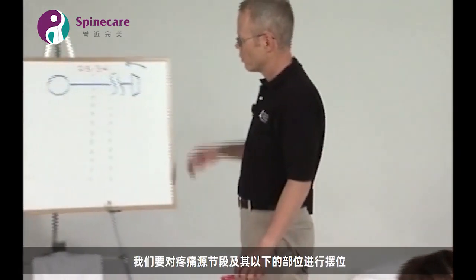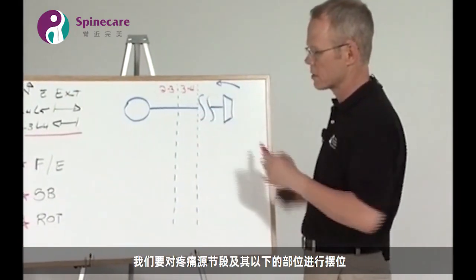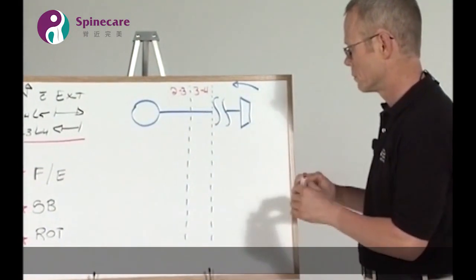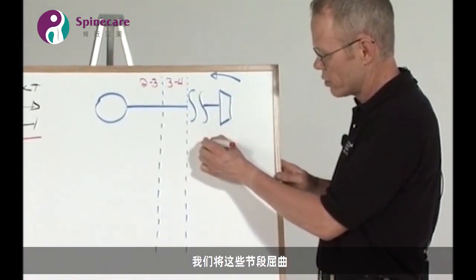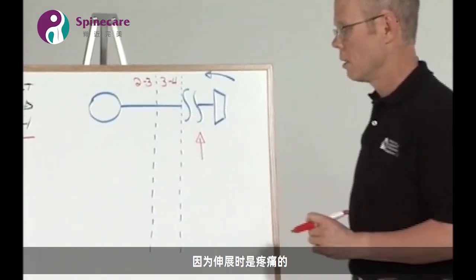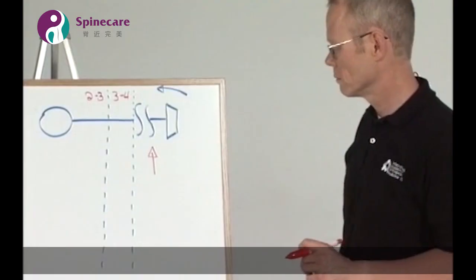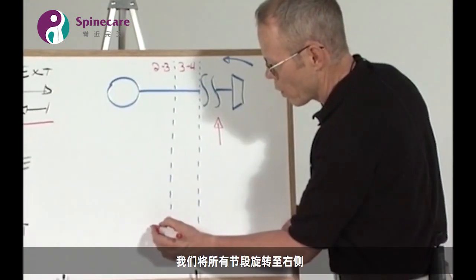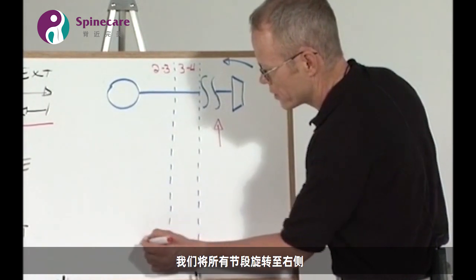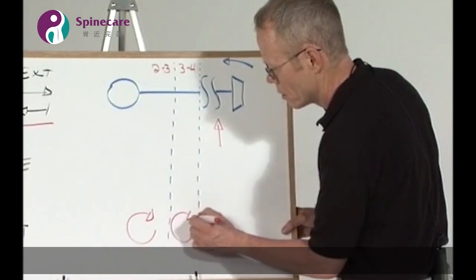So first, we want to preposition the pain-generating segments and those segments below. We will use flexion in those segments because extension is painful. Ultimately, we're going to rotate all of the segments to the right.